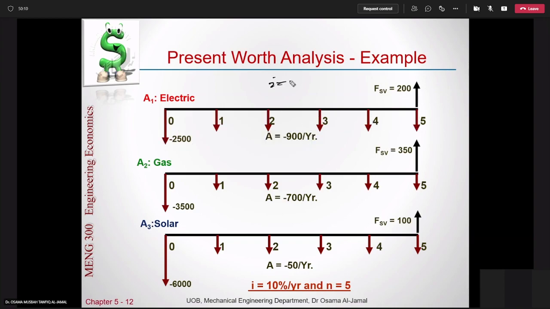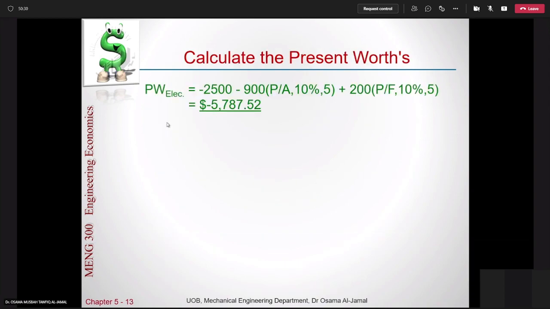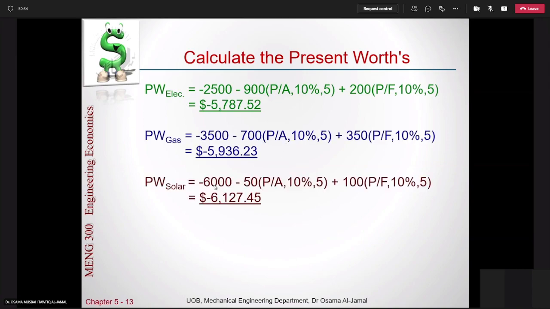I always put it at the top. No need to write all that. Note the life: all of them have the same life, equal lives. This is fine. So we can do the calculation like what we did for the first one, the present worth for the first one. Do exactly the same for the second and for the third.